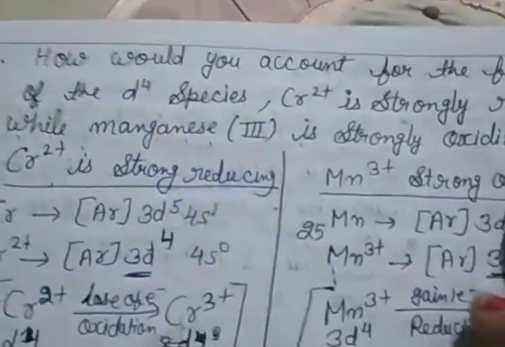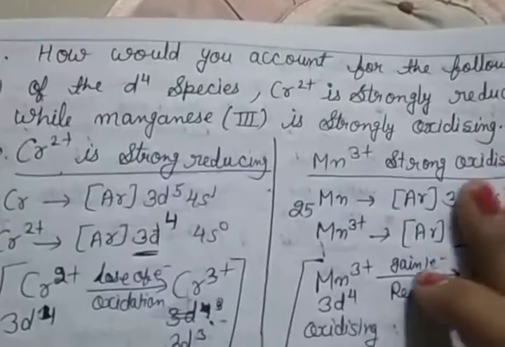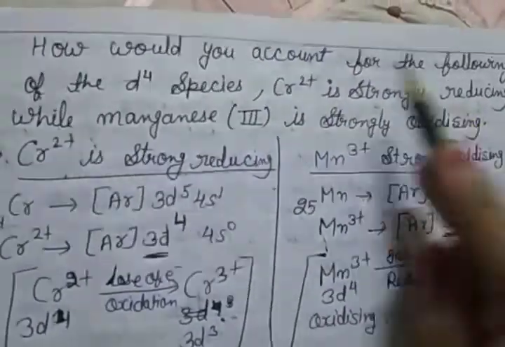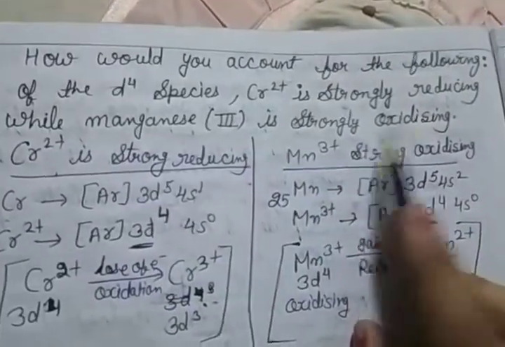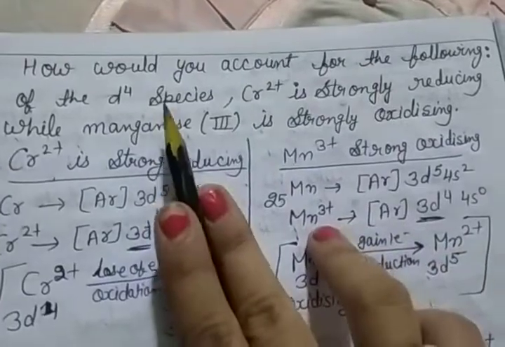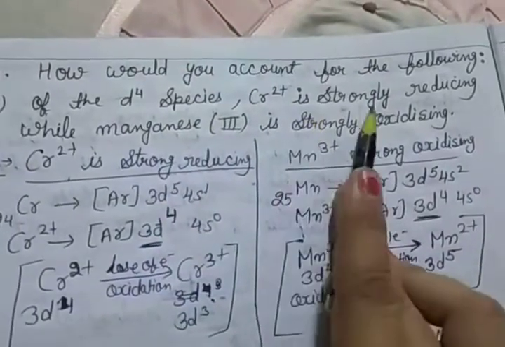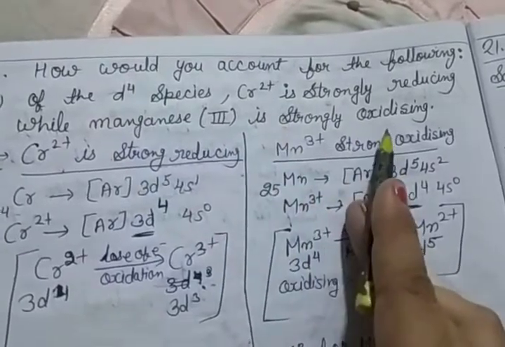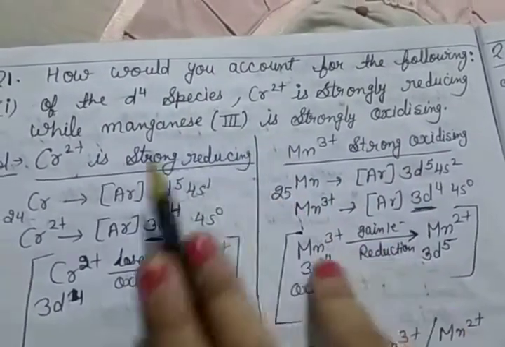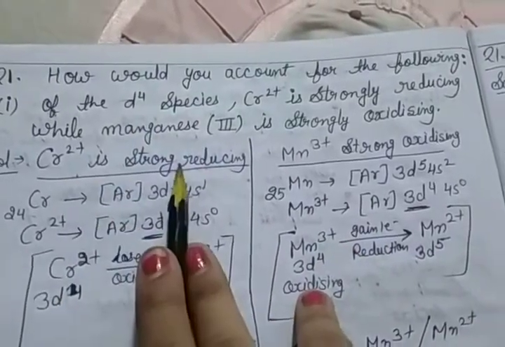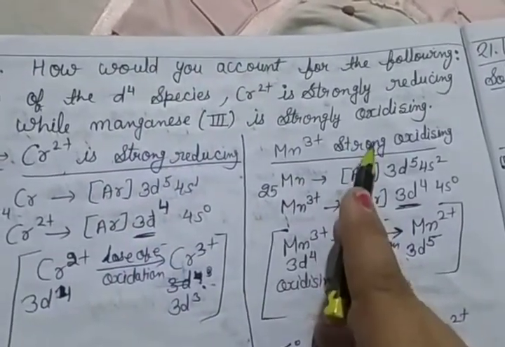Next is: how would you account for the following for d4 species? Chromium plus 2 is strongly reducing, while manganese 3 plus is strongly oxidizing. We have already seen that both have d4 configuration, but chromium plus 2 is strongly reducing and Mn3 plus is strongly oxidizing.